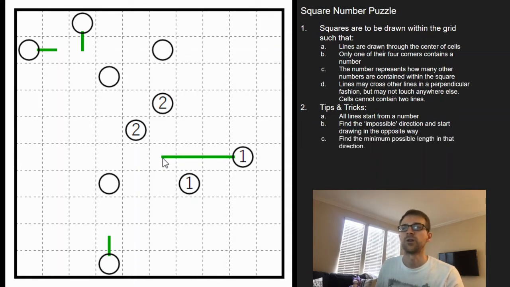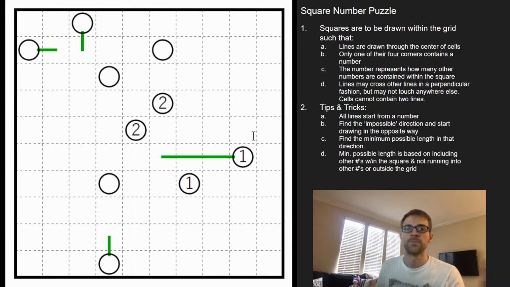And that's about as far as I'm going to go for now. And the reason for that is you want to find the minimum possible length in that direction. And then the minimum possible length is going to be based off of, again, the numbers within the circle, and making sure that you don't run into other numbers or go out the grid, right? Obviously this 1 can't go past the grid borders, so that's obviously a constraint. And then lastly, squares cannot contain any numbers along the edges. So this circle here, and this circle here is not going to be within any of the other squares.